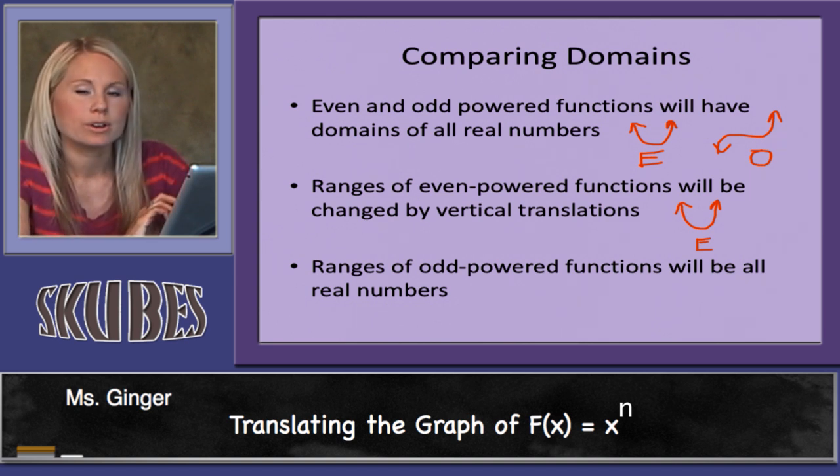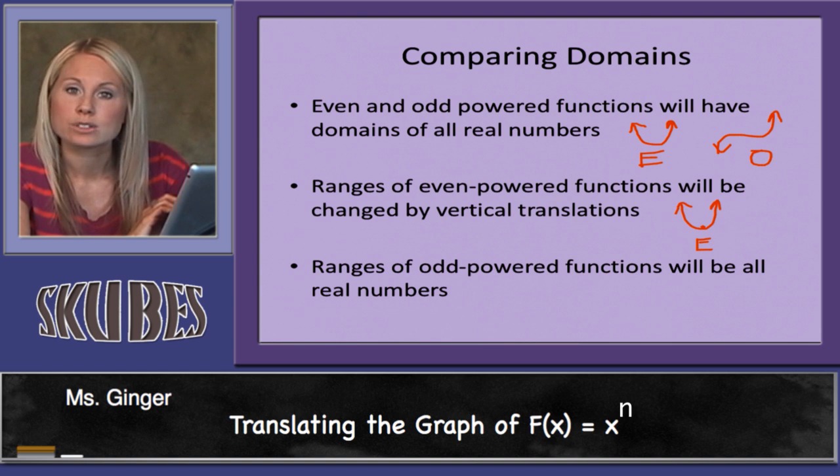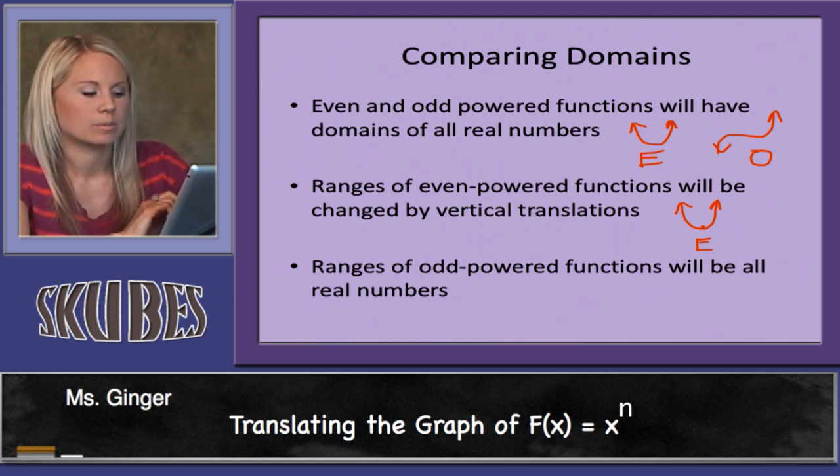If I move one of these even powered functions up or down, it is going to affect my range because the bottom level, the lowest point that we see, is going to be moved to a different location. So ranges may be changed by these translations, but it wouldn't be changed by a horizontal translation. If I slid it left or right, then I'd still have the same range.